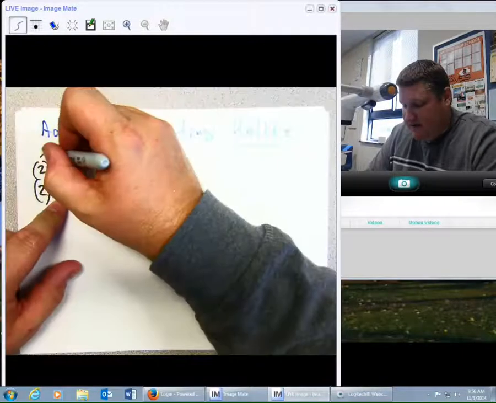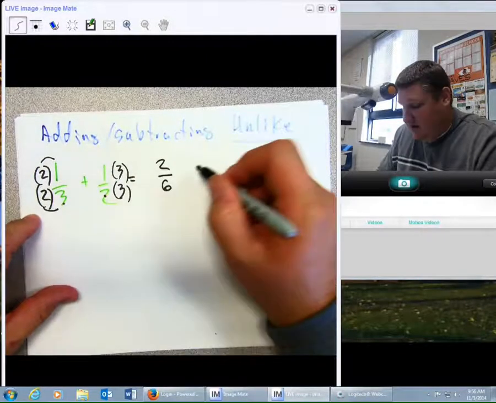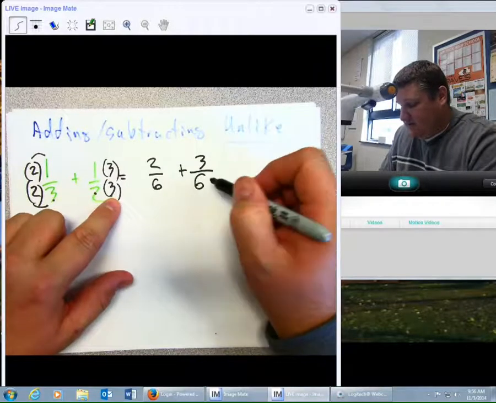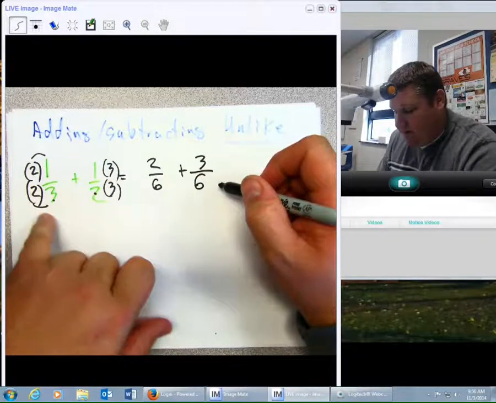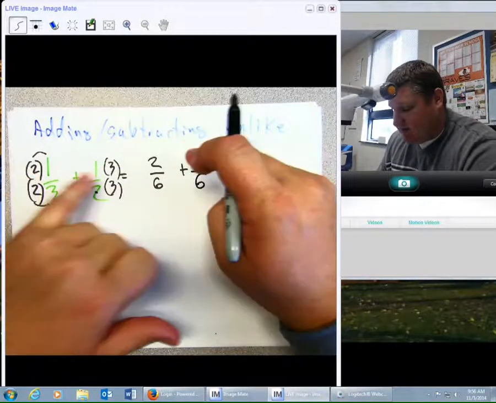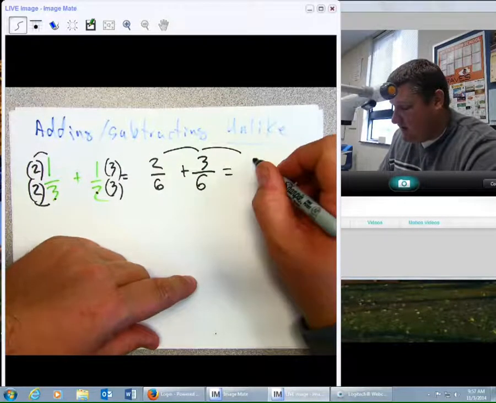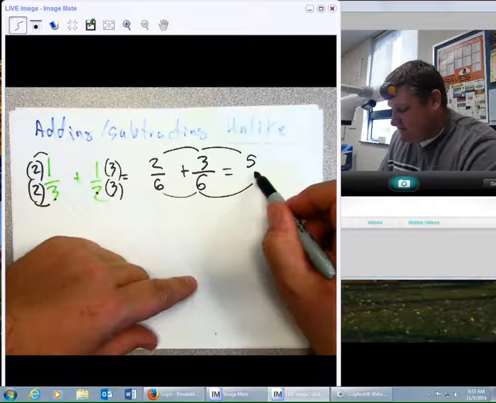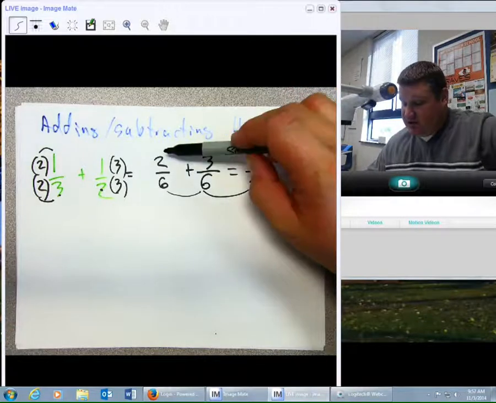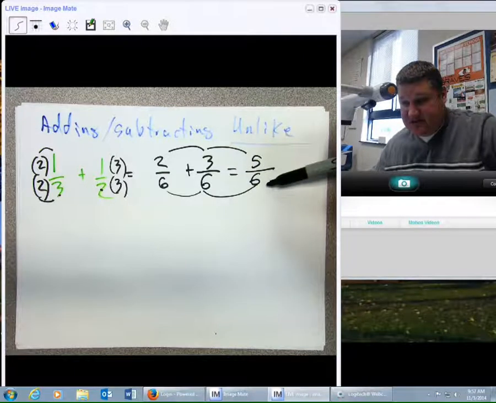Now I have 1 times 2 is 2, 2 times 3 is 6, plus 3 times 1 is 3, over 2 times 3 is 6. Now the bottoms are both 6's, and the tops are now 2 times 1, 1 times 3. I can put them together. 2 plus 3 is 5. It's a sixth, so guess what it is? It's still a sixth. Remember, just like our like fraction discussion, 2 oranges plus 3 oranges is going to be 5 oranges. They stay exactly the same.